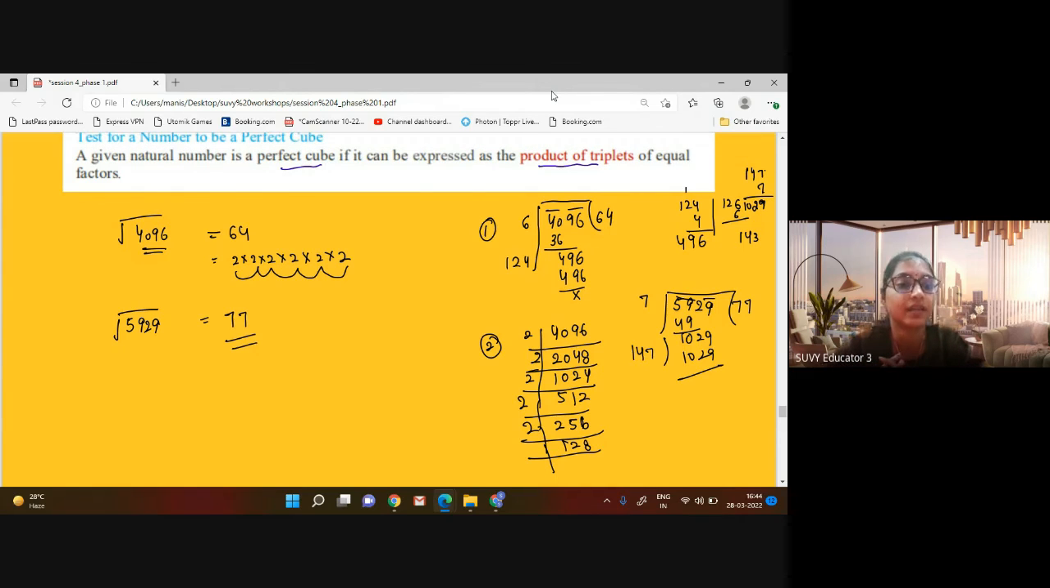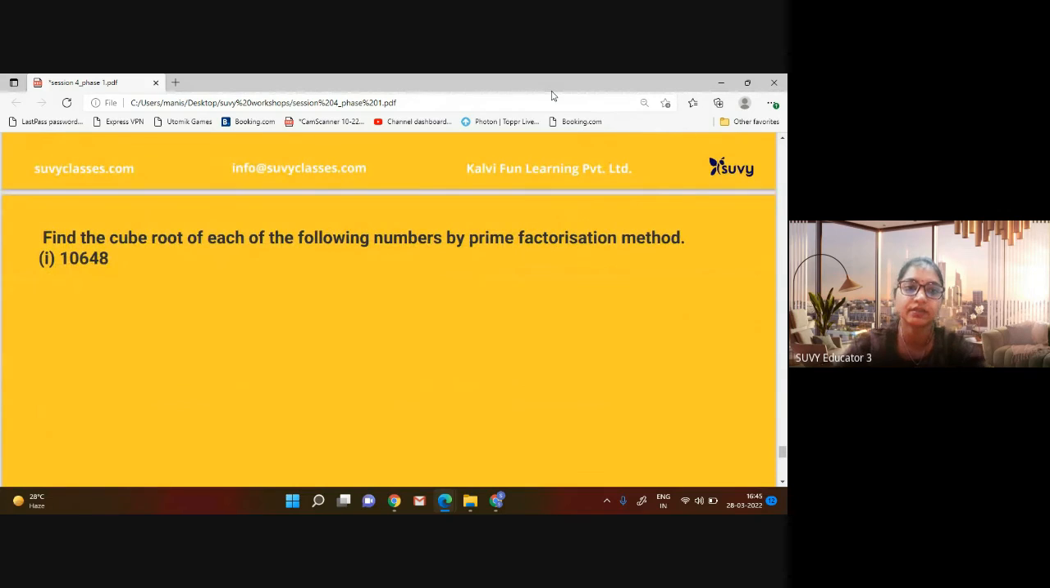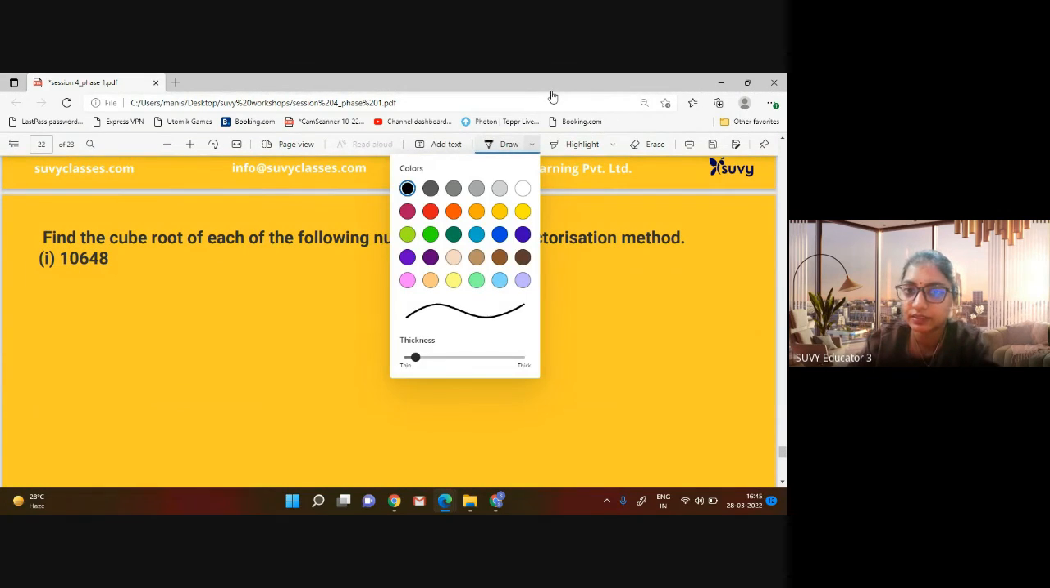Any confusion, any doubt? How to find the square root of a number? How to find a cube root? So just think of a number. Let's do one more question, my dear students. Here's the number 10648.